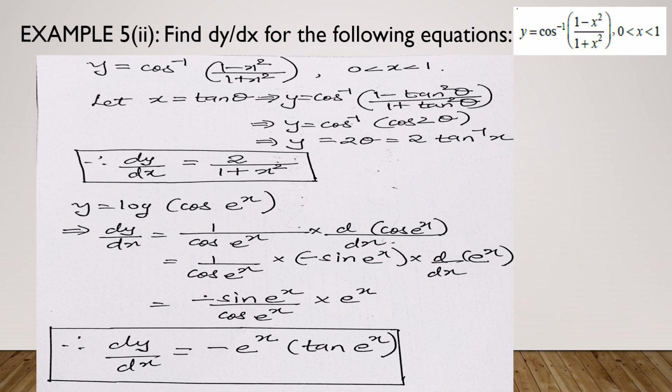Again, derivative of cos is minus sine. So minus sine e raised to x into again derivative of e raised to x, which is e raised to x. You are applying the chain rule 2 times over here. So ultimately the derivative is minus sin e raised to x upon cos e raised to x into e raised to x. Or you can also write it as minus e raised to x into tan of e raised to x.